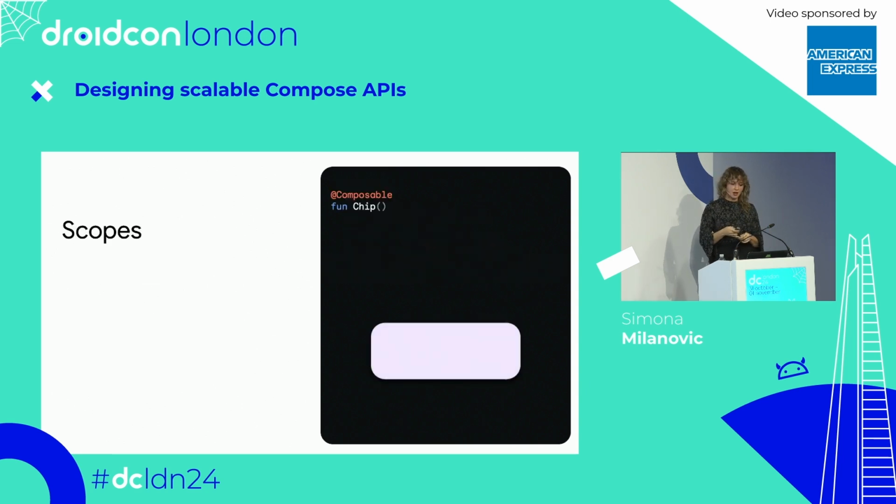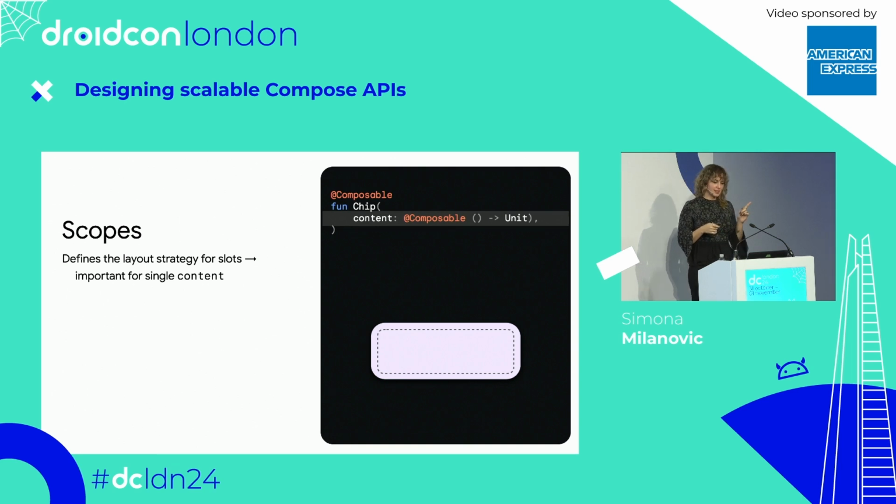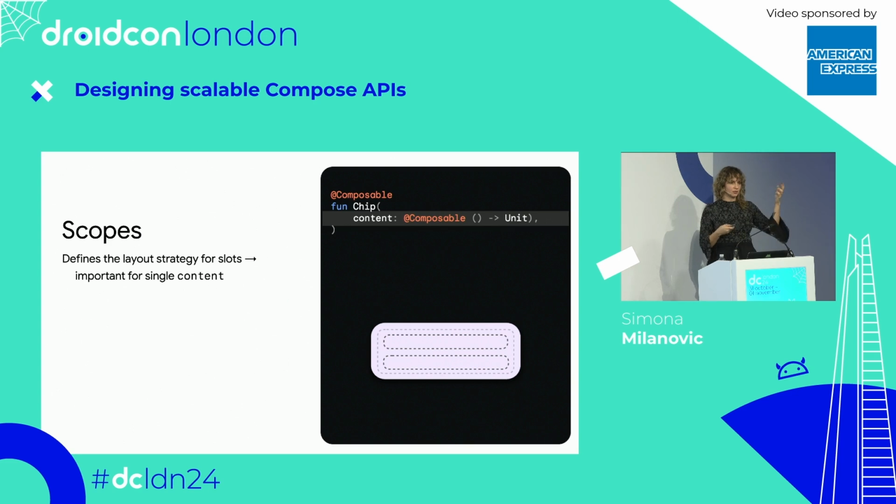Another interesting concept, very handy, that can be used in combination with slots are scopes. This is especially important for single content slot APIs, as scopes define an appropriate layout strategy to use in combination with the slot Lambda. If your API design dictates using a single slot, think about how this component is meant to be laid out when the user passes one composable, or when they pass multiple composables, because they can. Should they be laid out in a row-like formation, or one on top of the other like a column, or maybe even stacked in a box?